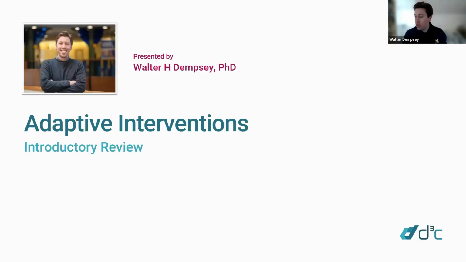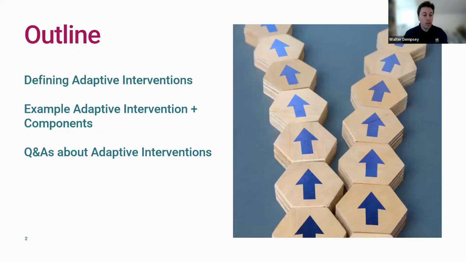So I wanted to start, I'm going to try and keep track of time. I'll be doing sort of 20 minutes on adaptive interventions and then jumping over to SMART trials. First, I want to define an adaptive intervention and talk about what the key components are. Then I'll give you an example, and I have a few questions that I commonly get asked, and I just wanted to go over those to facilitate some Q&A.